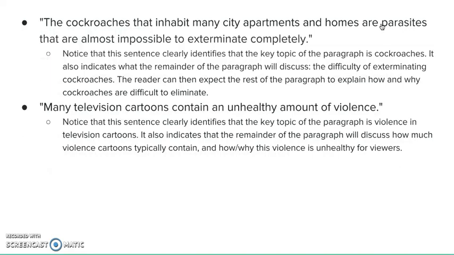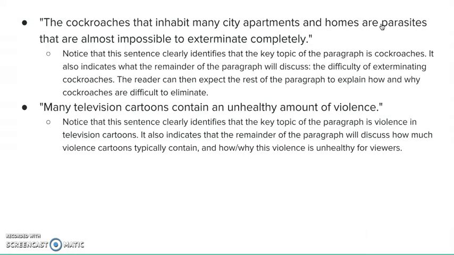So here are a couple of examples. The first example of a topic sentence is, the cockroaches that inhabit many city apartments and homes are parasites that are almost impossible to exterminate completely. Notice that this sentence clearly identifies the key topic of the paragraph is cockroaches. It also indicates what the remainder of the paragraph will discuss, the difficulty of exterminating cockroaches. Not just cockroaches on their own, but the difficulty to get rid of them. The reader then can expect the rest of the paragraph to explain how and why cockroaches are terribly difficult to eliminate.